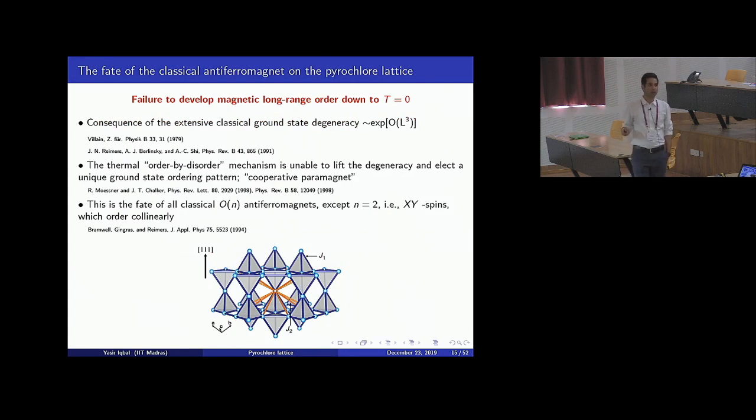Indeed, that is the reason why people got interested in frustrated magnets. And in the 90s, there was a lot of work on classical Heisenberg antiferromagnets on the pyrochlore lattice, which Arnab talked about.